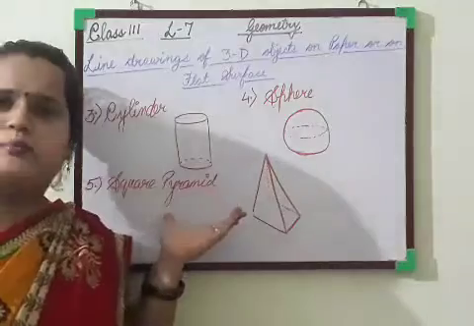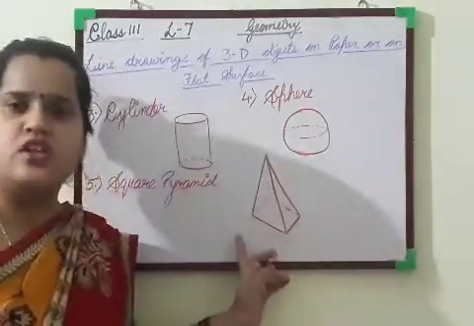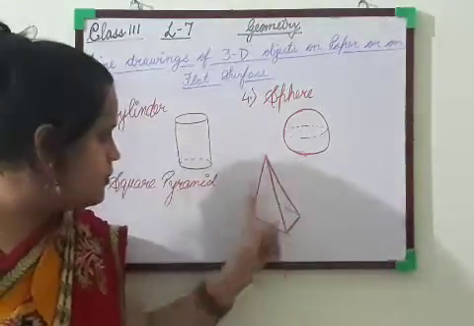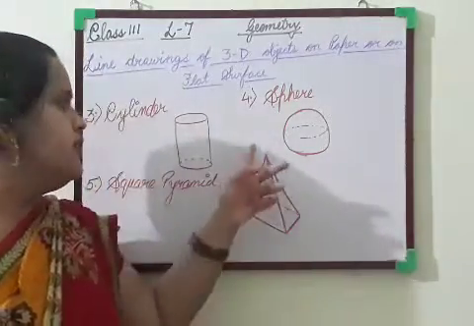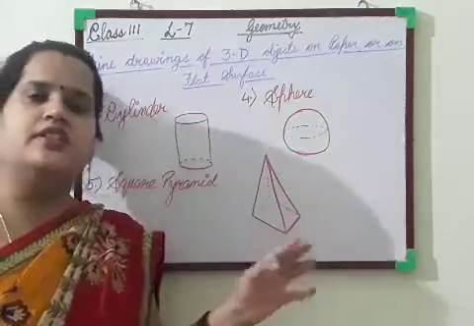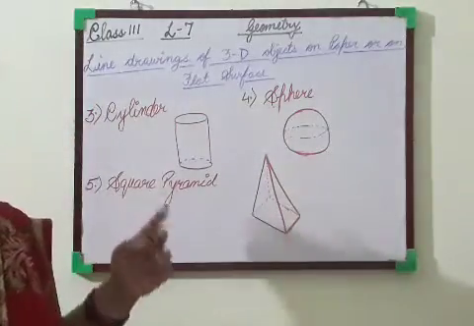This is a square pyramid. The base is in the square shape, and when it has been given the height from here, and from all the four corners, when we have given the height, we have joined over here, it has become the three-dimensional figure, that it has become a square pyramid.